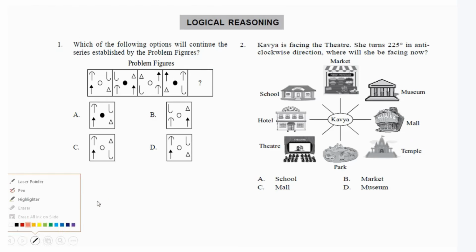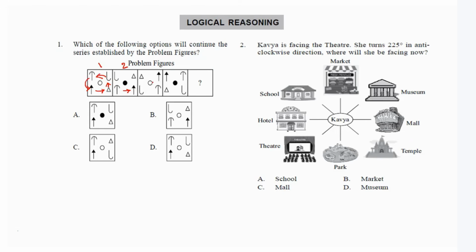Coming to the first question of logical reasoning, the first question says, which of the following options will continue the series established by the problem figure? If you see the figure, see the signs. All the signs are moving in an anti-clockwise direction. In this figure, this is the first one, this is the second one. See, this arrow mark has moved here. This one has moved here. So all are moving like this, right?